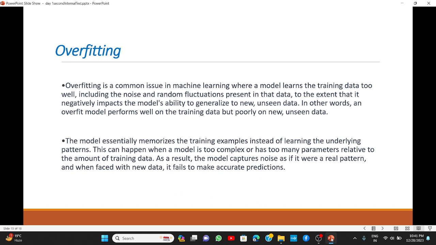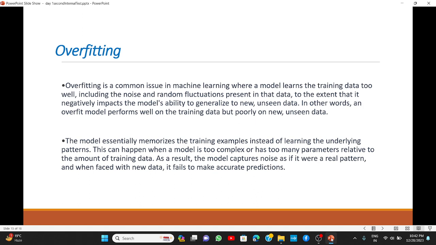Now, question number 4. Explain the concept of overfitting and tree pruning. Overfitting is a common issue in machine learning where a model learns the training data too well, including the noise and random fluctuations present in the data, to the extent that it negatively impacts the model's ability to generalize to new unseen data. In other words, an overfit model performs well on the training data but poorly on new unseen data. The model essentially memorizes the training examples instead of learning the underlying patterns.